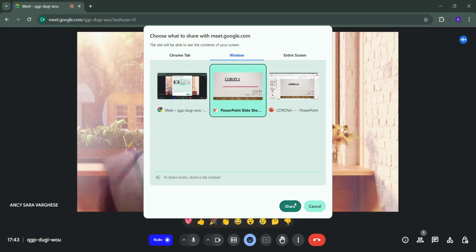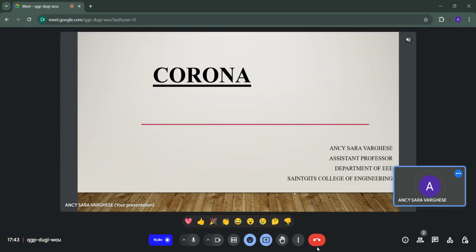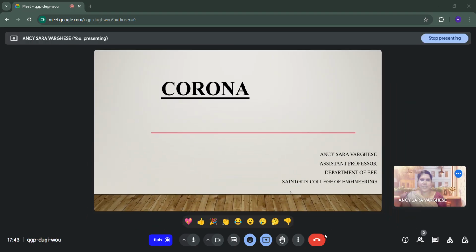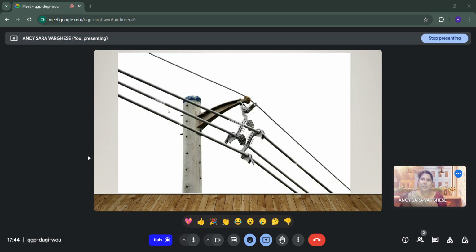So corona, it's a phenomenon happening in high voltage transmission lines. As you can see, it's an effect that occurs in a high voltage transmission line. A high voltage transmission line consists of several conductors and they are placed in air. Now we know air is an insulator, but it's not a perfect insulator. It consists of gaseous molecules, random ions, etc.